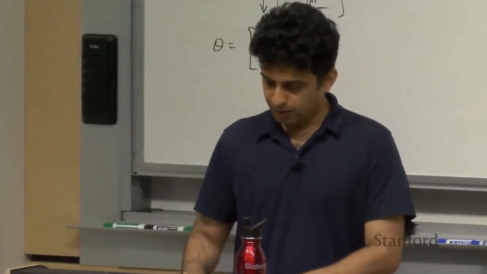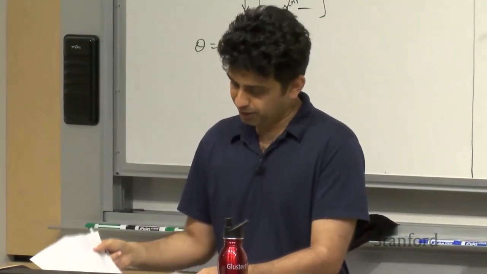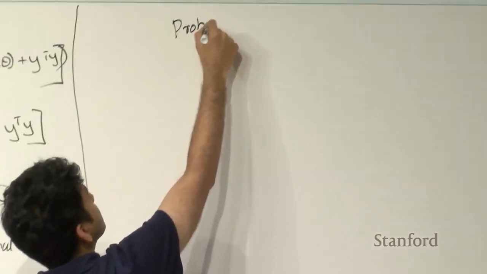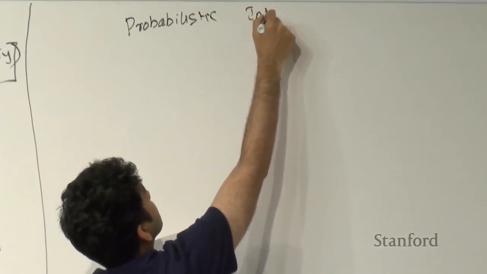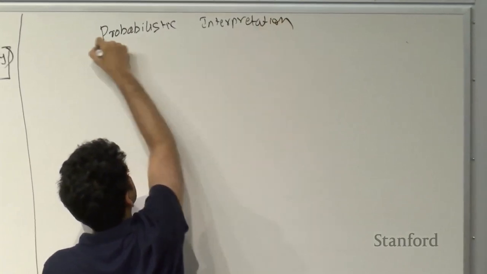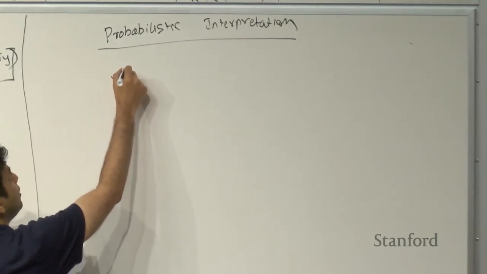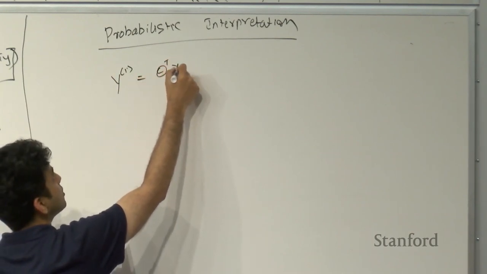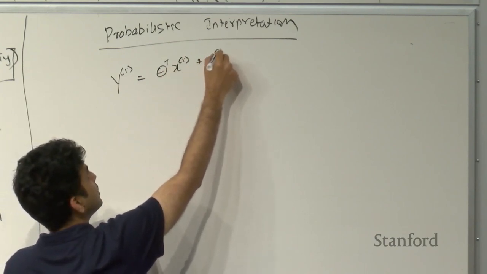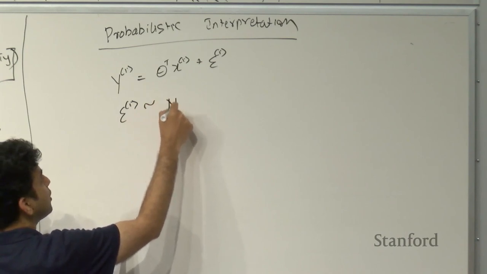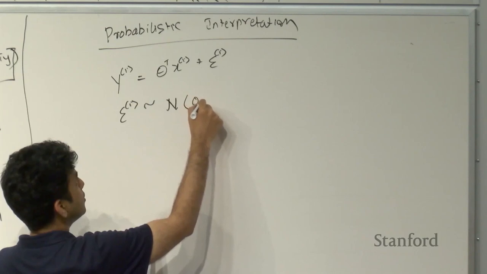Okay. Now, let's see a few more interpretations of this. There is a probabilistic interpretation of this. Right? So in the probabilistic interpretation, we make this assumption that the way our y_i's are generated in our training set is through this process. So y_i is equal to theta transpose x_i plus epsilon_i, where epsilon_i is some kind of a Gaussian noise with mean zero and variance sigma squared.